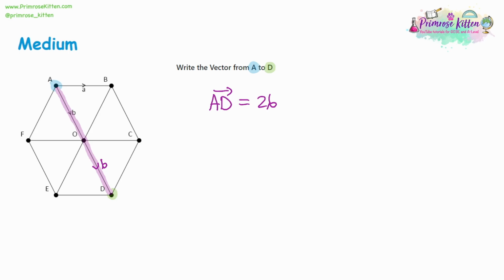So all the rules work exactly the same, even if the grid is different and the vectors are different. For the next question, we'll go from B to E.